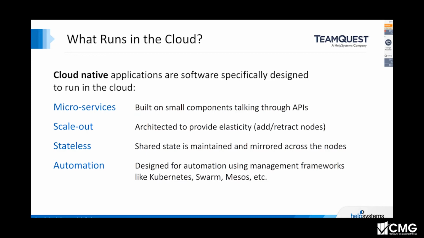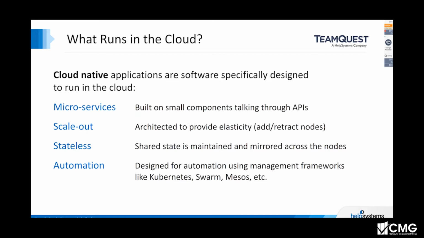You build microservices, small components that talk to each other through APIs or other interfaces, and those microservices can then be burst to cope with increasing load. So it's a completely different way of scaling an application or scaling a workload than we're normally used to.